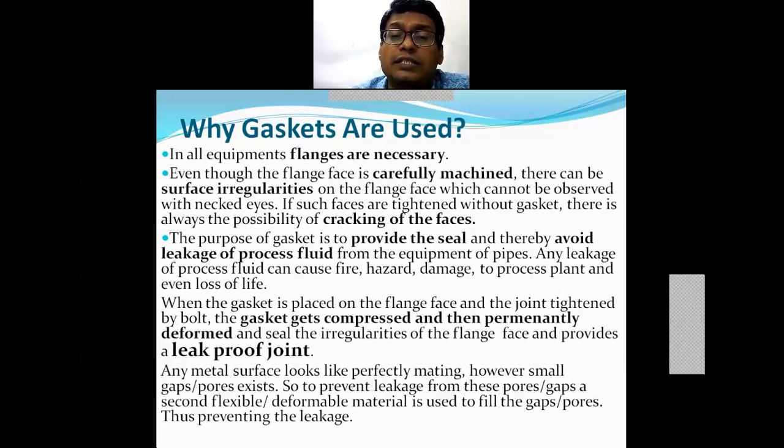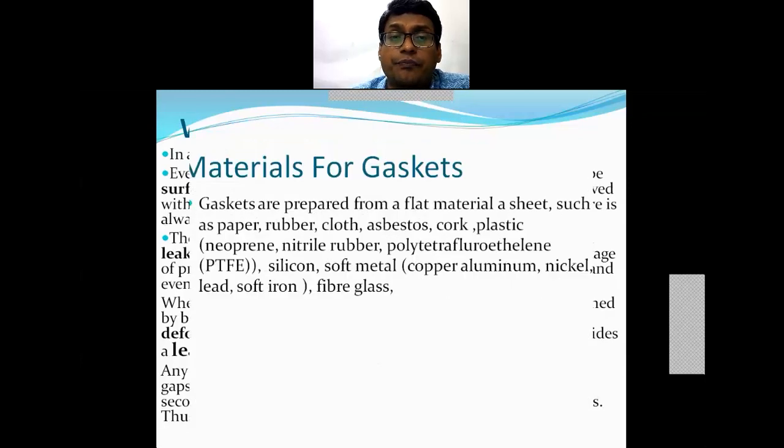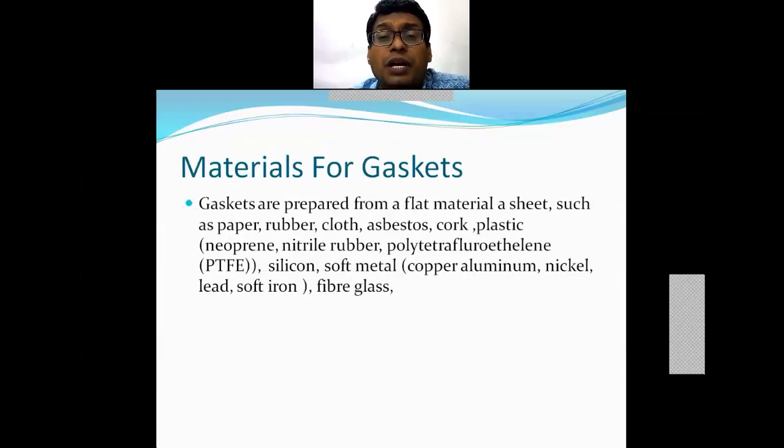Any metal surface may look like a perfect mating, however small gaps and pores exist. So to prevent leakage from these pores and gaps, a flexible, deformable material is used to fill the gaps and pores, thus preventing leakage. Then, which are the different materials for gaskets?